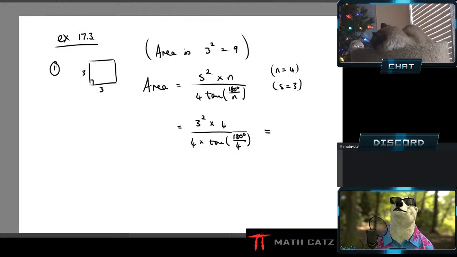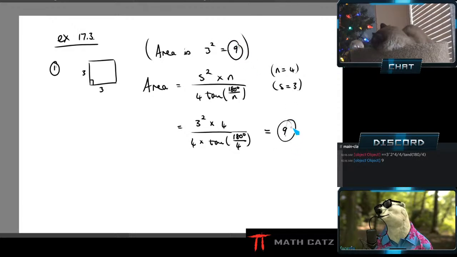We know the area of a square. That's not the issue. So let's see what we get. So I have 3 squared times 4 divided by 4 and divided by tan in degrees of 180 divided by 4, like so. And big surprise, which should not be a surprise, I get 9. I should have gotten 9.